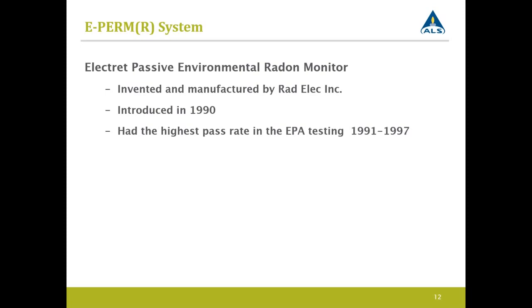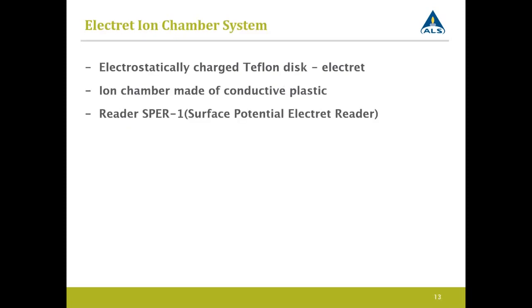It consists of the electrostatically charged Teflon disc called electret, and there are basically two types of electrets: very sensitive short-term electrets and less sensitive long-term electrets. There is also an ion chamber made of conductive plastic, actually a Faraday cage, and a surface potential electret reader used to read the voltage of the electret before and after the exposure.